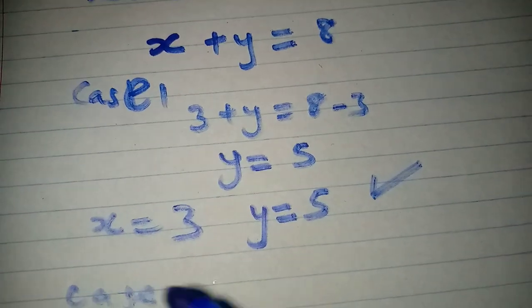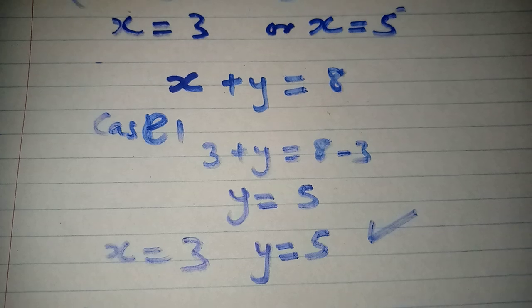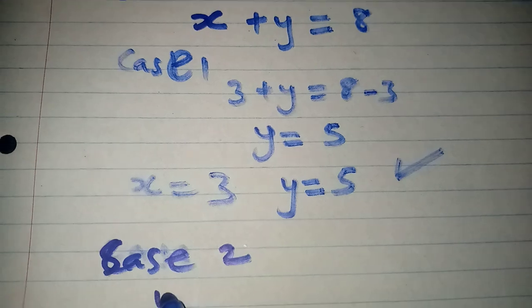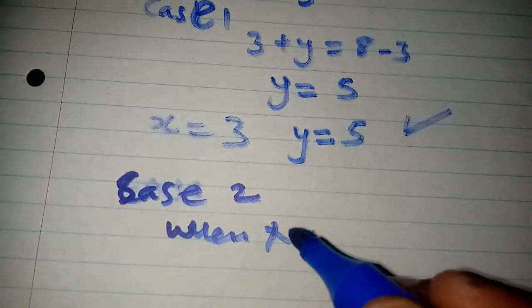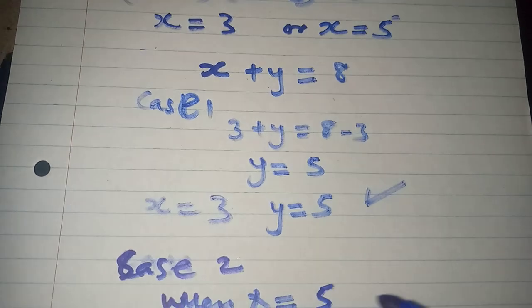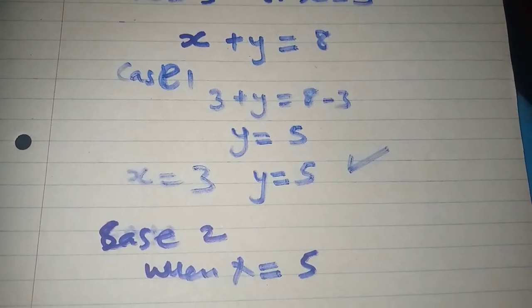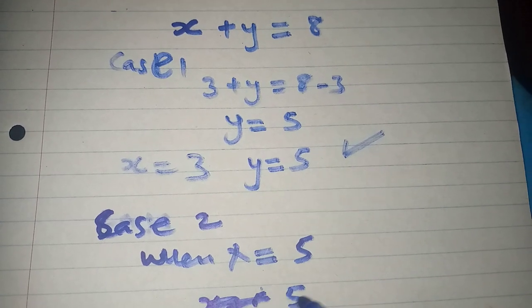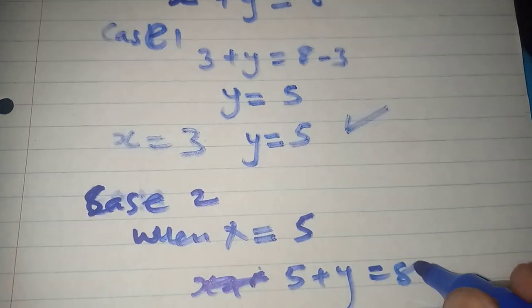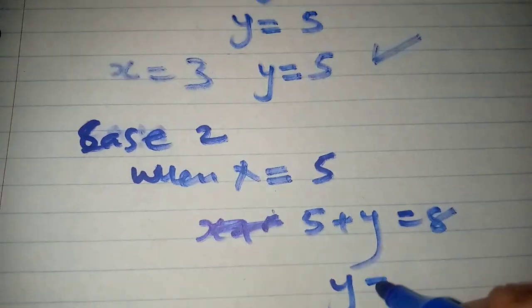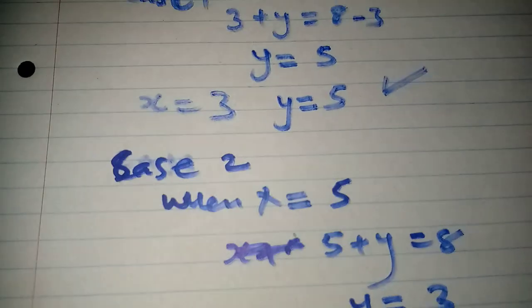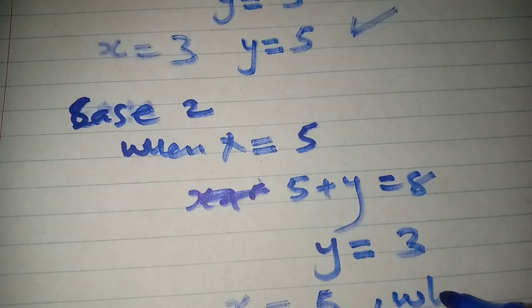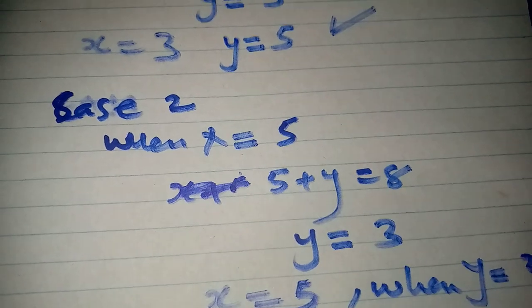Case 2: in my case 2, when x is equal to 5, then 5 plus y is equal to 8. That means that my y now becomes 3. So I have x is 5, y is 3.